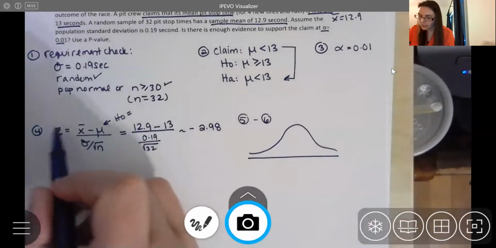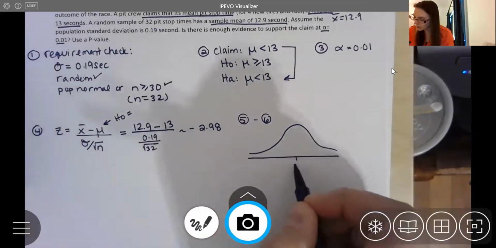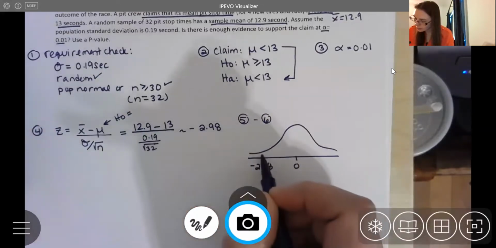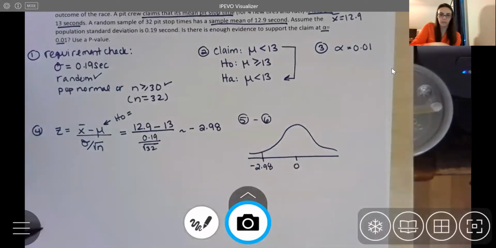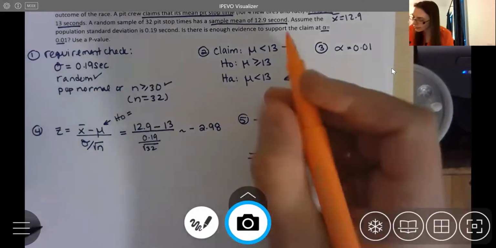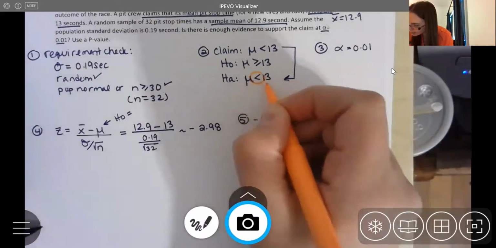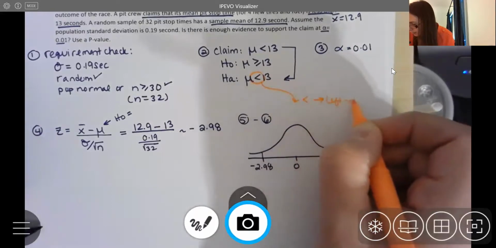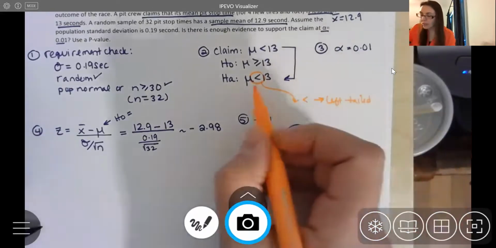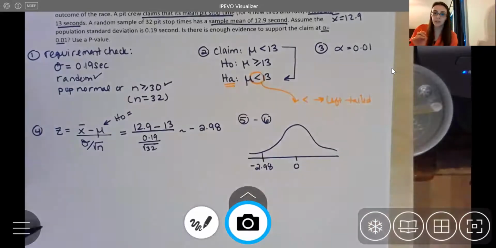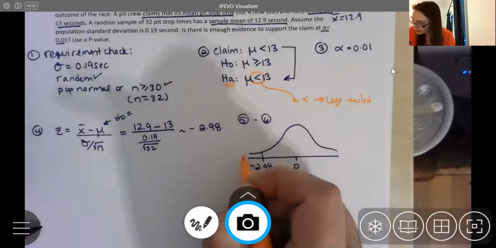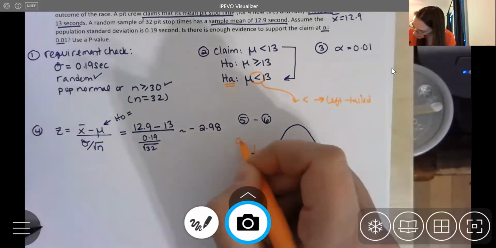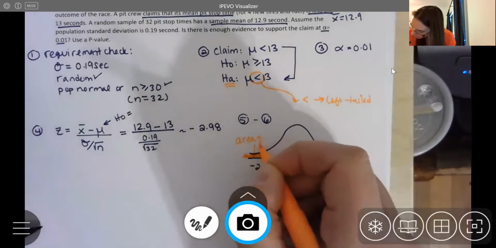Now remember, we're doing z-scores now. So my center is at 0, and my z-score is negative, so it's negative 2.98. Now, because this is less than, remember, less than is going to lead to a left-tailed test, and you're using the alternative hypothesis for this. So I'm shading on the left here. So this area is going to equal my p-value.